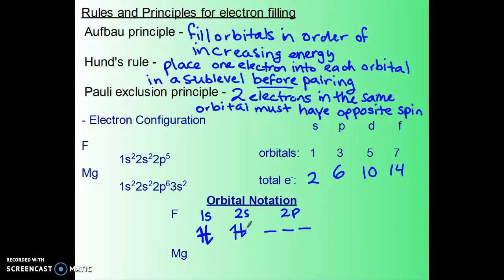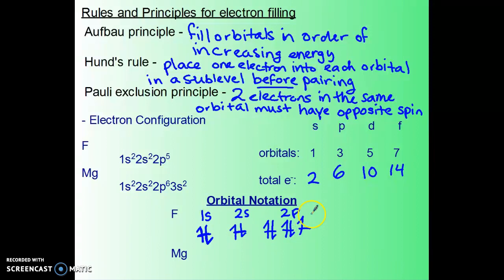Now, once you have more orbitals, you're going to have to pay more attention to Hund's rule: place one electron into each orbital in a sublevel before pairing it up. Okay, so we've got five electrons in our 2p. So we're going to put 1, 2, 3. There I put one into each orbital before pairing. And then I'll put 4 and 5.